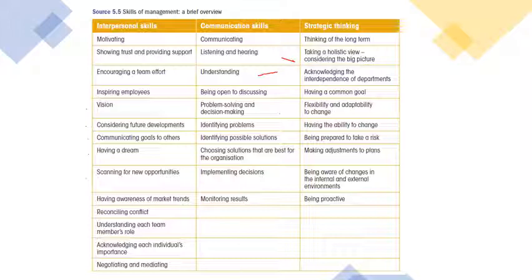And then over here, this is where we're looking at our long-term plan. So this is sort of our 5 years plus, and thinking about the long term, taking a holistic approach, having a common goal, flexibility and adaptability to change. So again, this is the stuff that's going to help them in the long run.